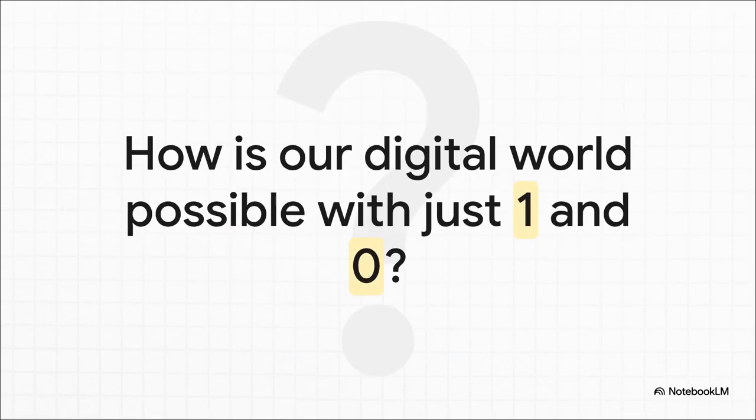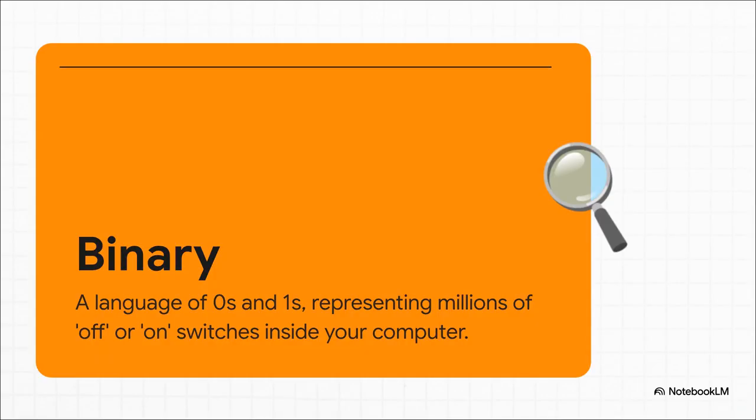And that brings us to the big question for this whole explainer. How on earth can we build our entire digital universe from just two little digits? Well, the answer is literally the foundation of all modern computing. The answer is binary. It's a language of just off or on, represented by 0 and 1.